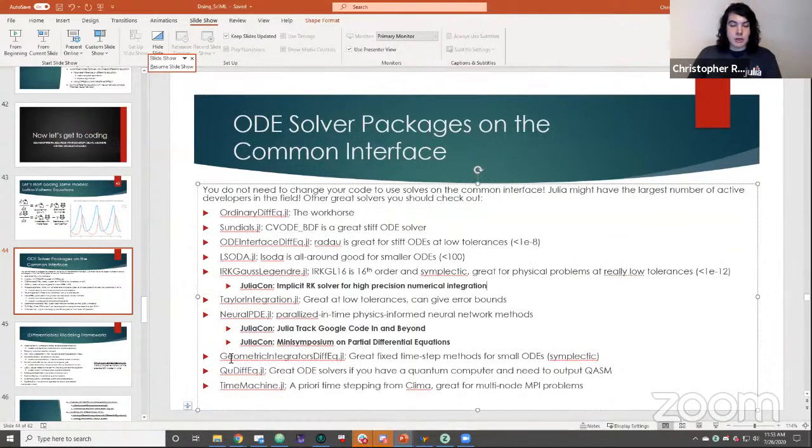There's also GeometricIntegratorsDiffEq.jl, which is a really great fixed time step library with a lot of symplectic integrators. If you happen to have a quantum computer around and you want to take your existing code and compile it for quantum computers, then you can use QDiffEq.jl, which has these quantum algorithms and can output QASM. And one of the newest ones that is coming online, though not quite ready yet, is TimeMachine.jl, which is part of CLIMA, the Climate Machine Project, which has a priori time-stepping methods that are really good for MPI, large timescale problems.